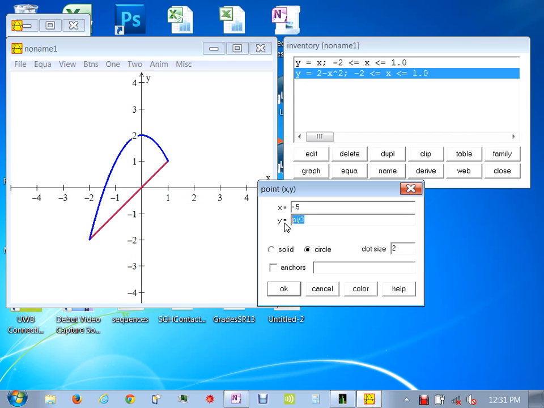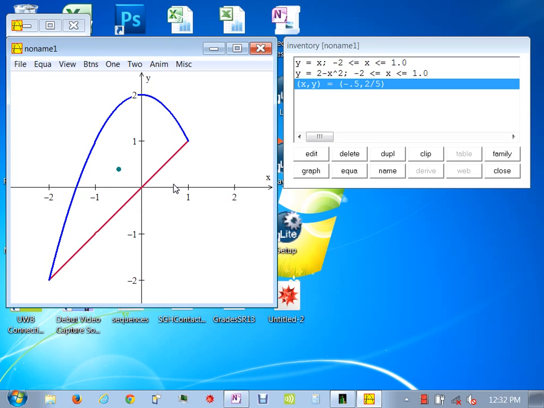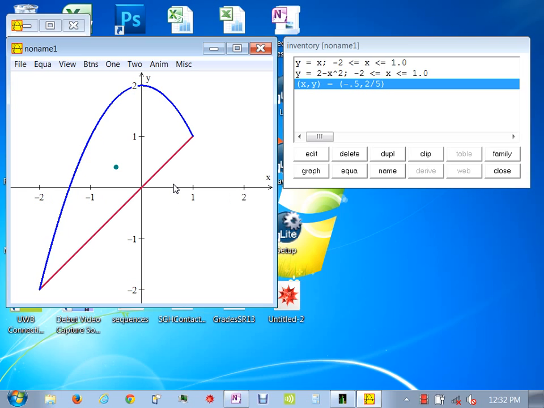What was it? 2/5? It was -1/2 and what? 2/5? Oh, yeah, point. I'm sorry, I thought I heard you say something else. Solid. All right, so that's it right there. Does that seem reasonable? I mean, just by looking at it, does it seem like that would be reasonable?